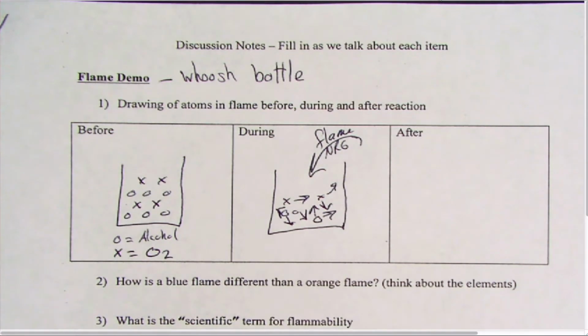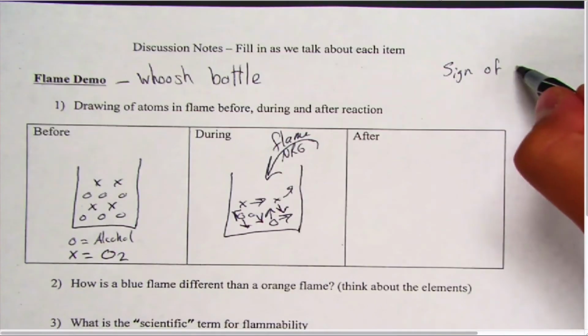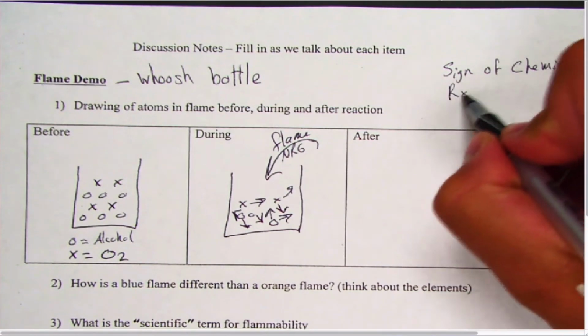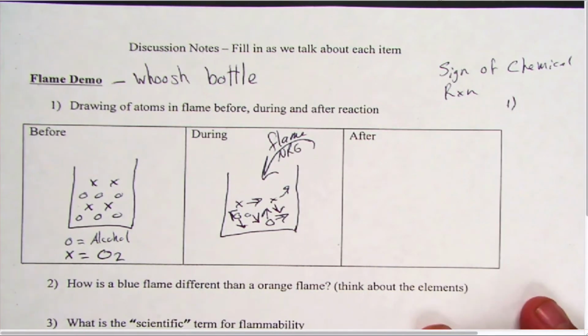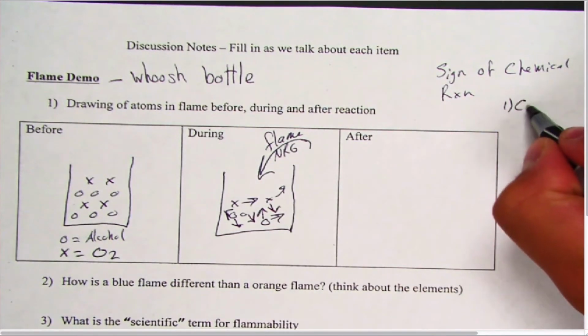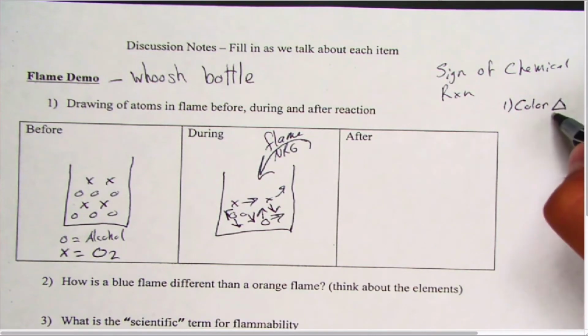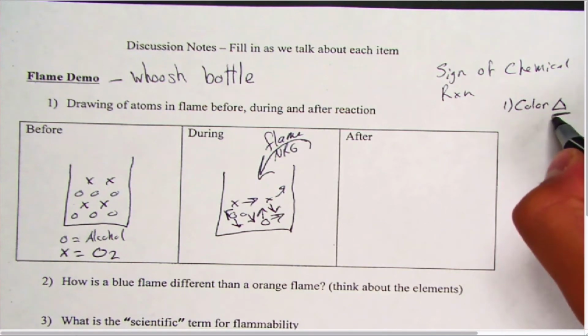And how do we know that's going on? Because we see signs of what's going on. The signs that we are looking for are the signs of a chemical reaction. That's the abbreviation for reaction, RXN. We saw one of those signs, and one of those signs was a color change. So we saw flames. We saw blue flames, we saw yellow flames, we saw a little bit of red, maybe orange too. So when we have a color change, this delta symbol, triangle, delta means change. So we saw a color change, which was the flames.